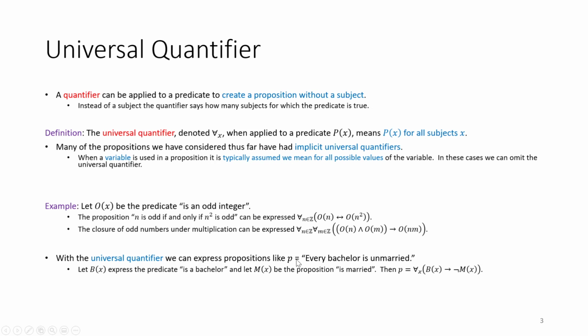So here, to take this proposition, every bachelor is unmarried, we're going to translate that using predicate logic. Up here I've only used one predicate, but down here I'm going to use two. One is for bachelor, and one is for, I'm going to scratch out the un there, married. So I'm going to have two predicates. B of x means x is a bachelor, M of x means x is married.